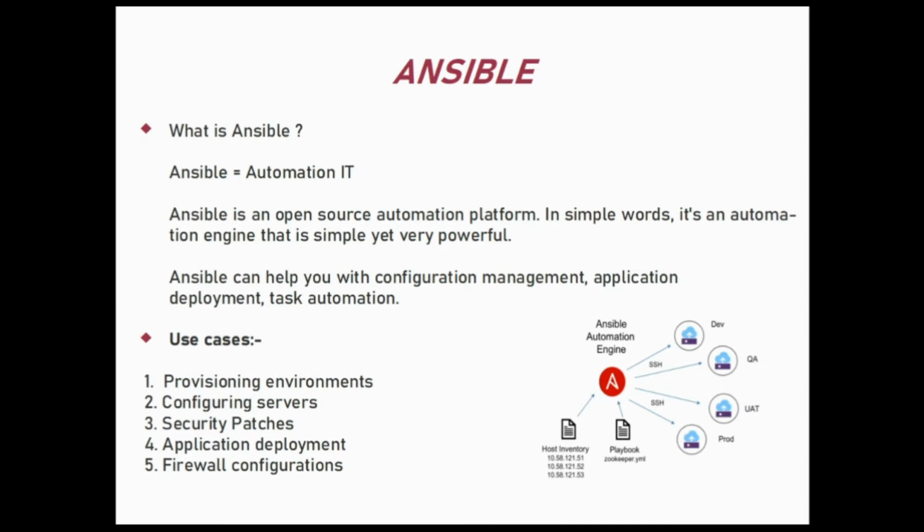Number fourth, application deployment. Number fifth, firewall configuration. With the help of Ansible, you can easily allow or disallow HTTP and HTTPS connections on your server by writing a simple playbook in Ansible.